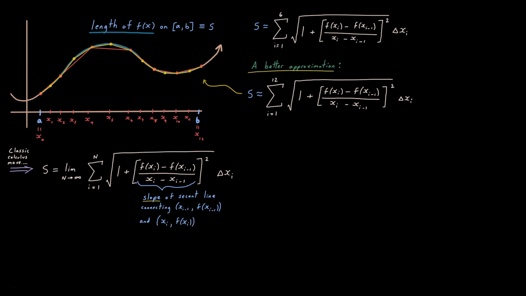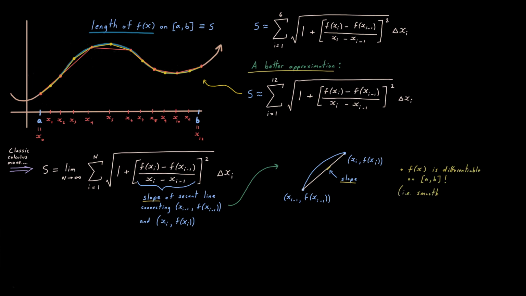That is the slope of the secant line connecting x sub i minus 1, f of x sub i minus 1 to x sub i, f of x sub i. Let's put a picture of that. So the slope of that white line segment is going to be the inside of that bracketed term.